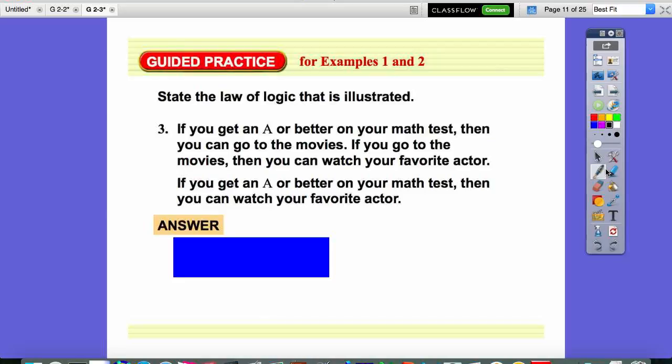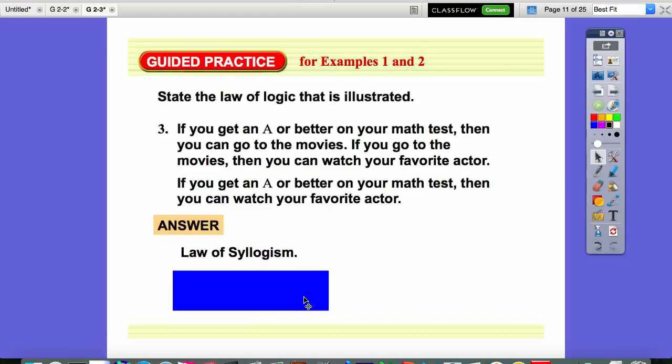State the law of logic that is illustrated. If you get an A or better on your math test, then you can go to the movies. If you go to the movies, then you can watch your favorite actor. So if you get an A or better on your math test, then you can watch your favorite actor. This is the law of syllogism because what was the conclusion in the first statement became the hypothesis in the second statement.